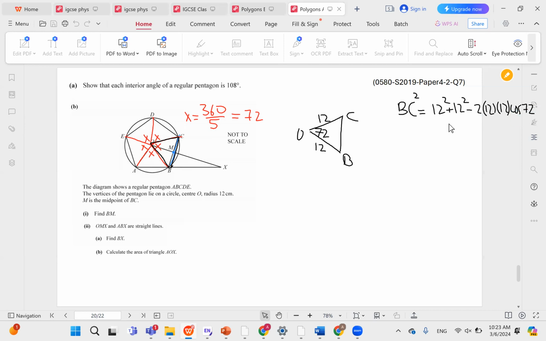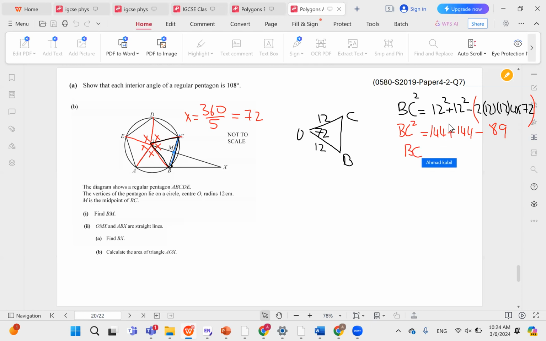So let's try to figure this out. Remember that the term that comes after the negative should all be put in one big bracket so that the calculator does not miscalculate. So of course, 12 squared is 144. I like to calculate each part separately. 144 plus 144 minus, and then I'm going to calculate the stuff inside the bracket: 2 times 12 times 12 times cosine 72. I got 88.99, so roughly 89. And this is equal to BC squared.